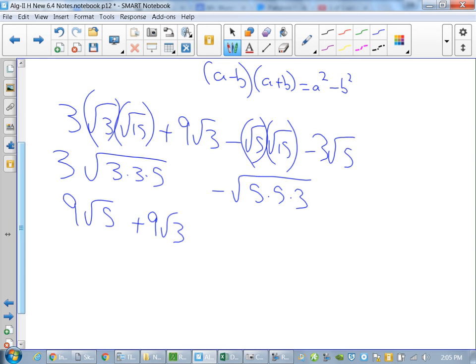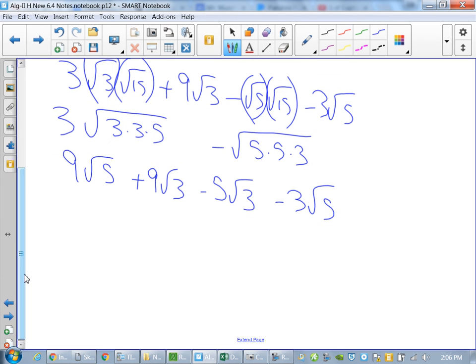Remember that trick yesterday I showed you guys by putting things in terms of primes? It's kind of the same idea. I'm looking for those prime factors. I have a pair of 5s, which means I can take one of them out. So now I can simplify this a little bit further. I have 9 root 5 minus 3 root 5, 6 root 5. 9 root 3 minus 5 root 3, 4 root 3. And it was all over 6, correct?